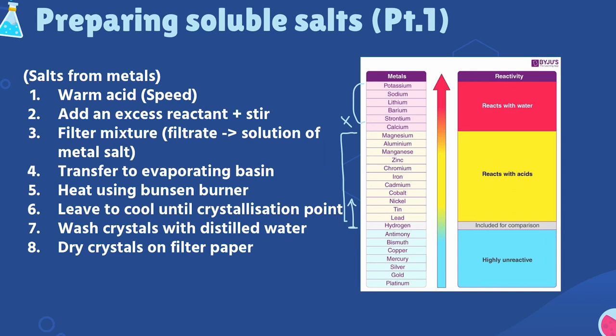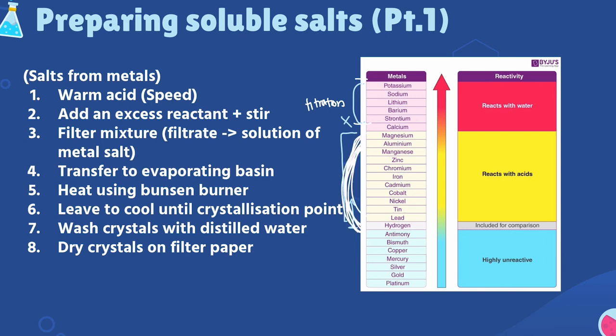However, we have to also make sure we don't use extremely reactive metals, such as the group 1 alkali metals, as they are too violent of a reaction. So we use a titration method for them. So basically, this method is suitable for metals in this boundary. Okay, so salts for metals.